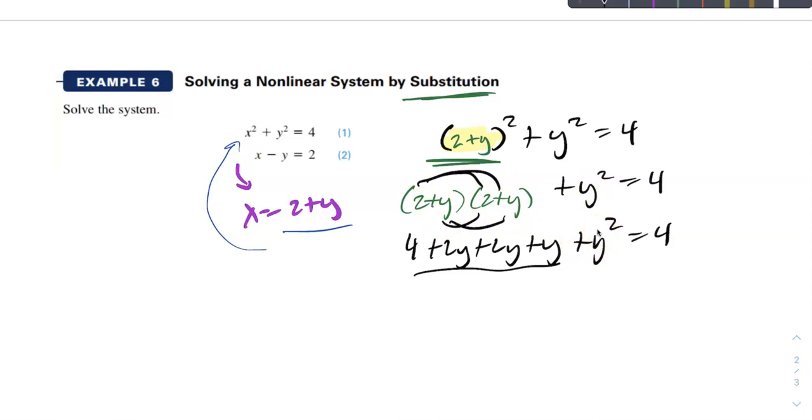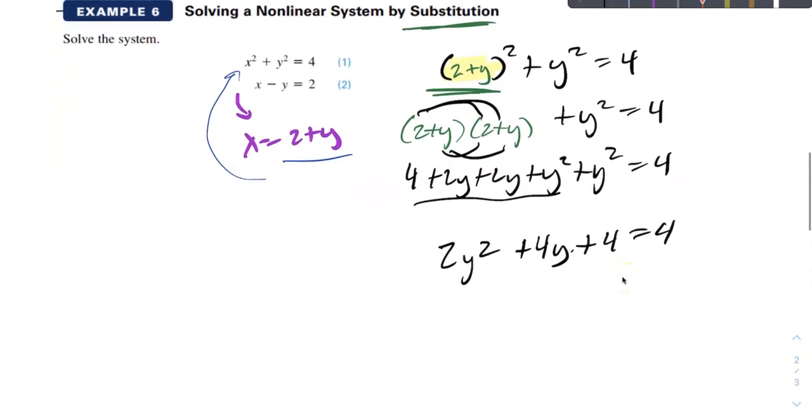Out of like terms, oops, that should be y squared. So I'm going to get 2y squared right here. 2y plus 2y is 4y. And then that's a plus 4 equals 4. We want to set it equal to 0, so subtract 4 from both sides, and we get 2y squared plus 4y equals 0.